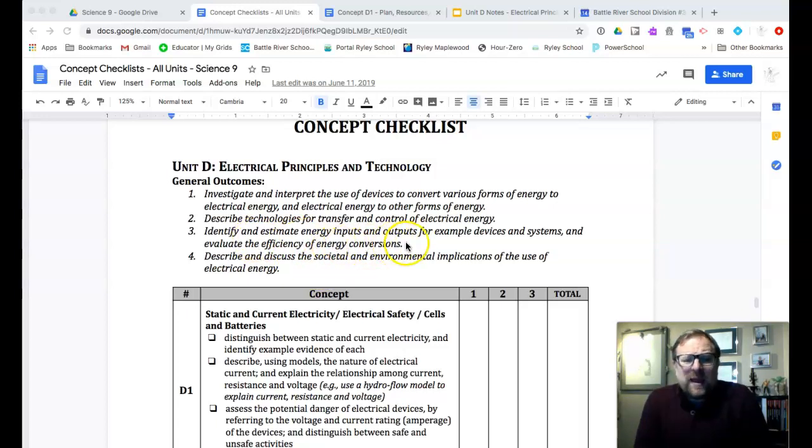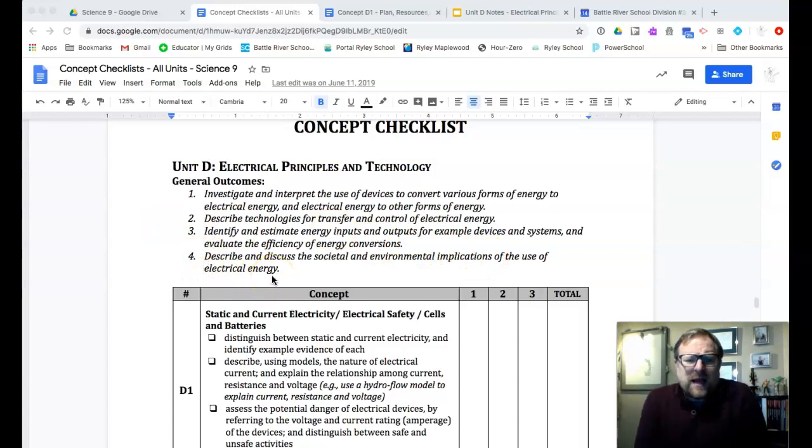We'll identify and estimate energy inputs and outputs, for example, devices and systems, and evaluate the efficiency of these energy conversions. One of the big ideas in science also is this idea of efficiency, and efficiency leads to us having more money needed or less money needed to operate something. It's an efficiency thing, and it's a super big important idea in sustainability, changing the environment, those kinds of things. So I will talk a lot about efficiency in this unit and in other classes later on as well.